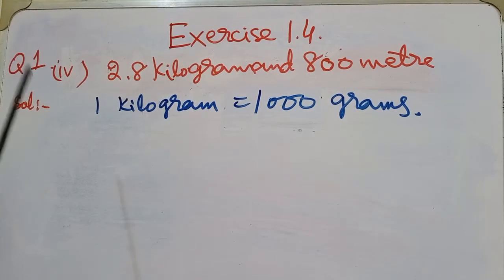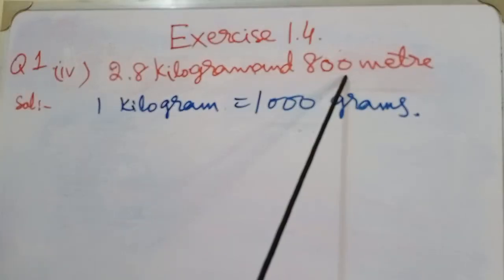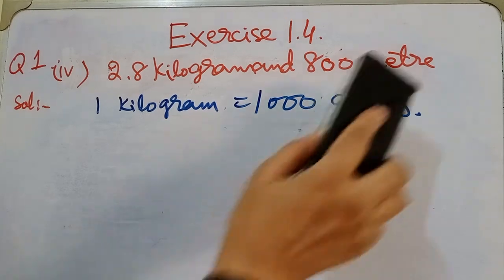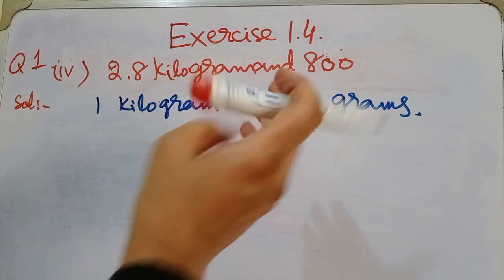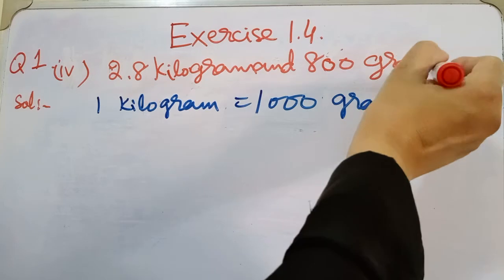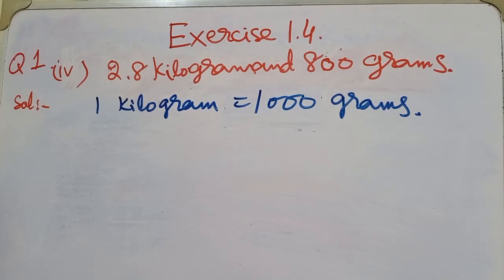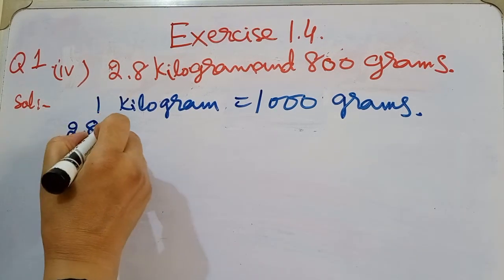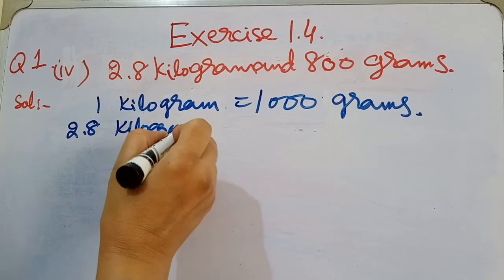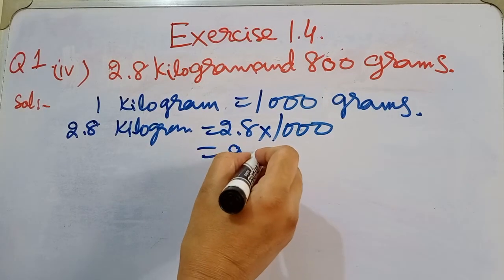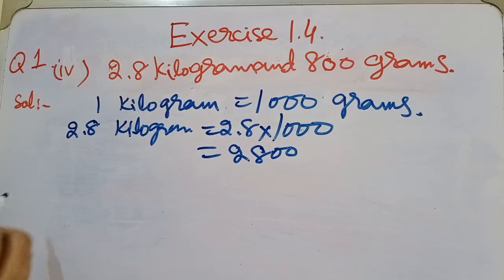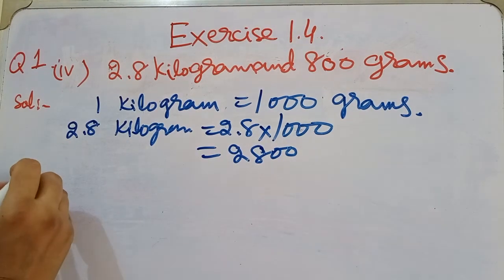Fourth part of question number 1: 2.8 kilograms and 800 grams. It is not meter, it is gram. We know that 1 kilogram is equal to 1000 grams, so we convert 2.8 kilograms into gram by multiplying 2.8 by 1000, and this is equal to 2800.